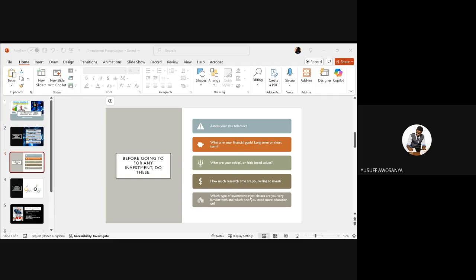Okay, so the last one, and this one is also similar to the research time. What type of investment asset classes are you very familiar with, and which ones do you need more education on? So what I usually say is start with investments that you understand a lot. Some people are in the real estate business, or they have a couple of real estate investments. So it's easy for them to say, okay, let me invest in real estate because they know how the system works. They understand it. They've learned about it.